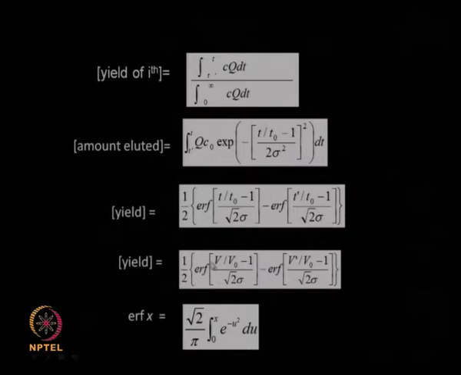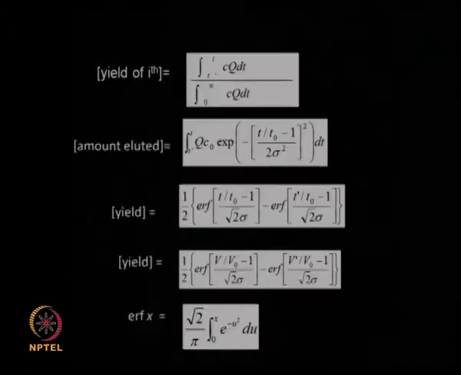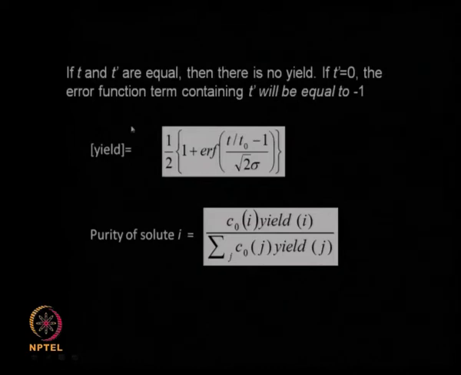Similarly, we can have a yield equation in terms of V also. So we can put half times erf((V/V0 − 1)/(√2 σ)) minus erf((V'/V0 − 1)/(√2 σ)). Suppose we start collecting from time equal to 0, then T dash will be 0. When you put T dash as 0, that particular term will be equal to minus 1. So yield will become half of 1 plus erf((T/T0 − 1)/(√2 σ)). That means if I am collecting from time T equal to 0 to a time T, and T0 is the time at which you see the maximum concentration, then yield will be given by this particular relation.